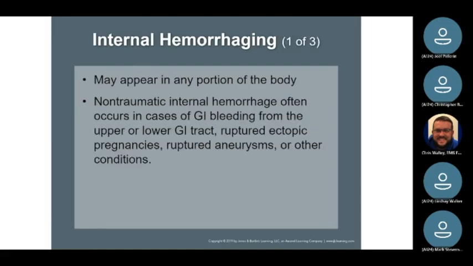All right, internal hemorrhaging. Internal bleeding as a result of trauma may appear in any portion of the body. Non-traumatic internal hemorrhage often occurs in cases of GI bleeding from the upper or lower GI tract, ruptured ectopic pregnancies, ruptured aneurysms, or other conditions.